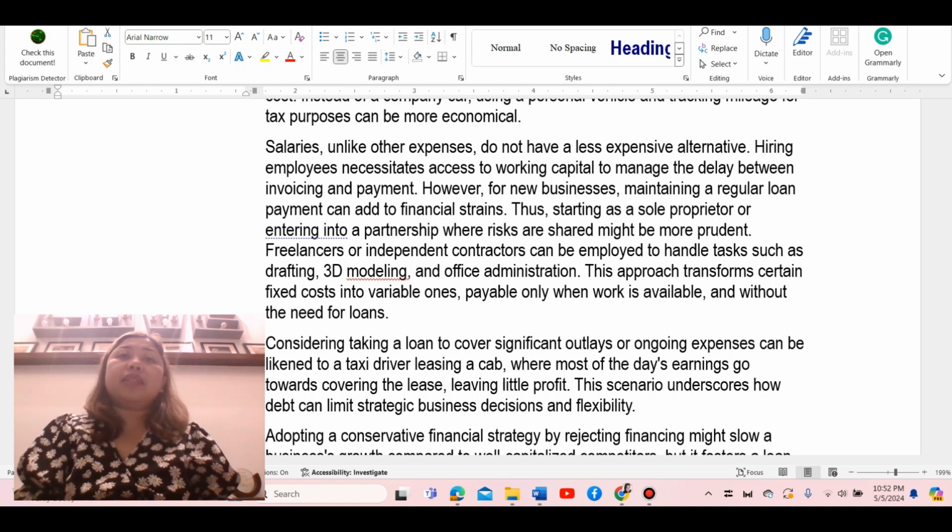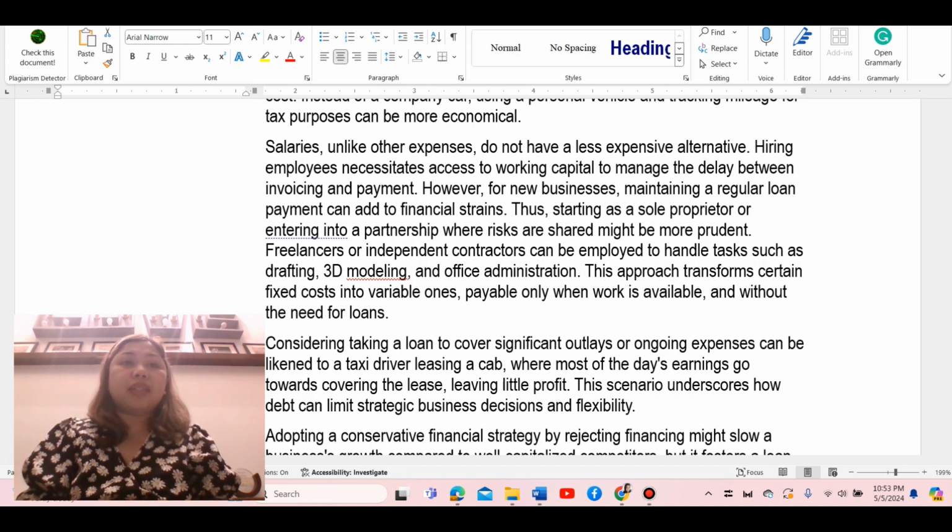Hiring employees necessitates access to working capital to manage the delay between invoicing and payment. However, for new businesses, maintaining a regular loan payment can add to financial strain. Thus, starting as a sole proprietor or entering into a partnership where risks are shared might be prudent.